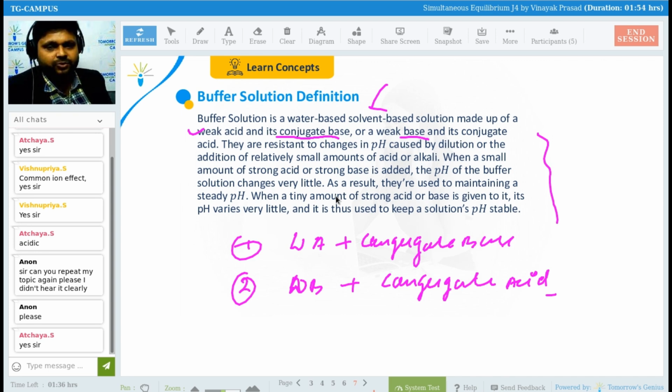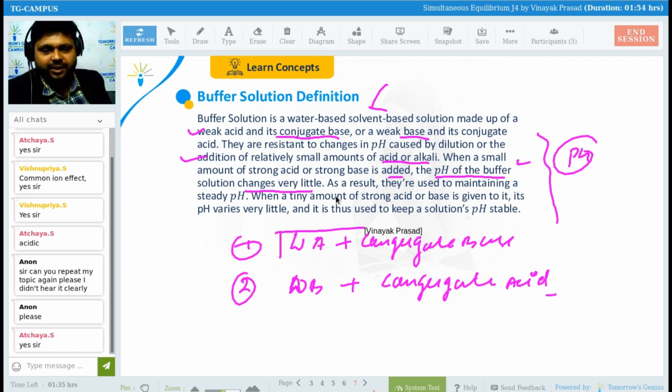Getting my point? So they are resistant to change in pH caused by dilution or the addition of a relatively small amount of acid or alkali. So if there will be addition of anything like acid or base or alkali, you can say, so they will be resisting the change. They will not be changing their pH value, or even if the pH changes, then only a slight change will be shown. Is it okay? Any problem till here? No. When a small amount of strong acid or strong base is added, the pH of the buffer solution changes very little. Getting my point?